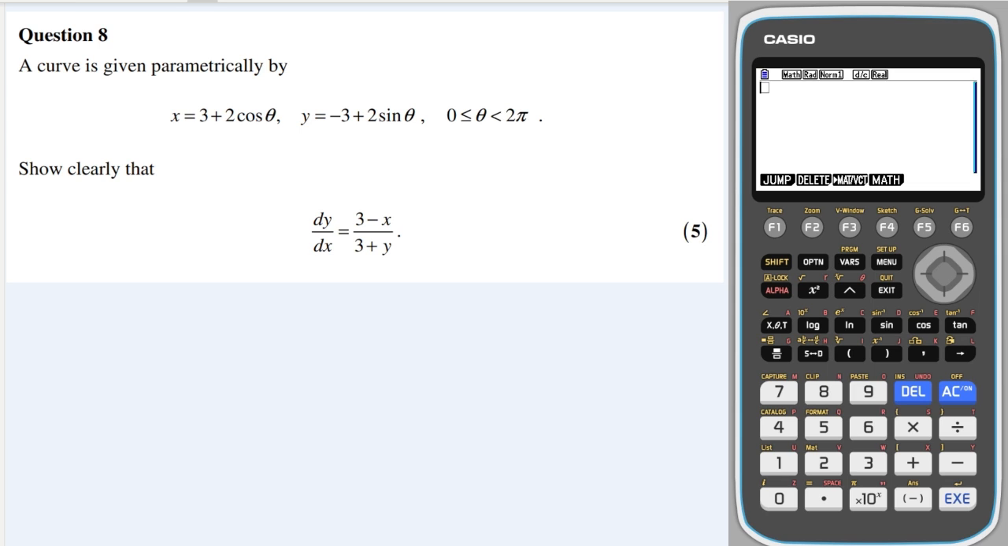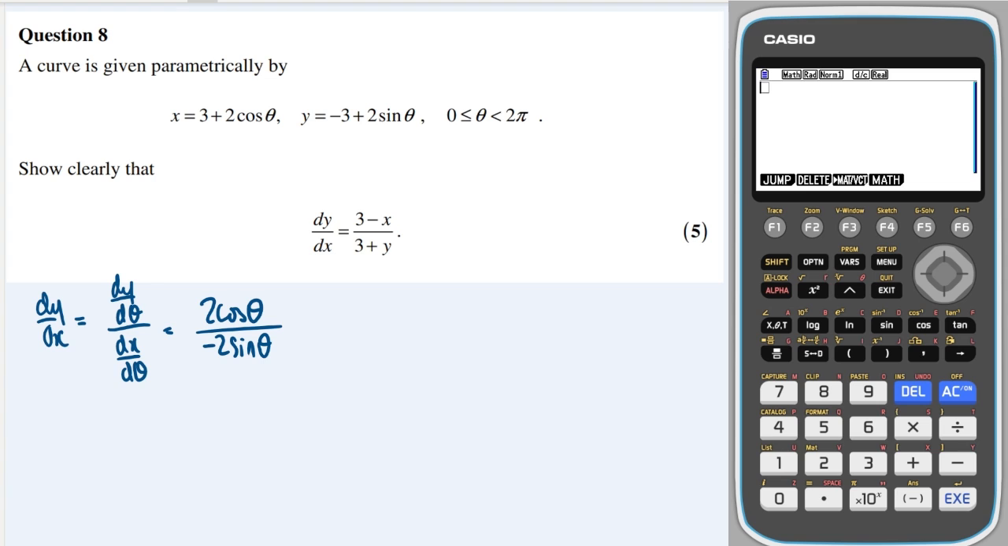Question 8, and we've got parametric equations and we've got differentiation. So if I want to find dy by dx, then I'm going to need to work out dy by d theta and divide it by dx by d theta. So the derivative of the y function here is just going to be 2 cos theta, and the derivative of the x is going to be minus 2 sine theta.